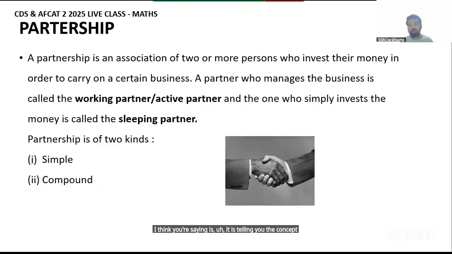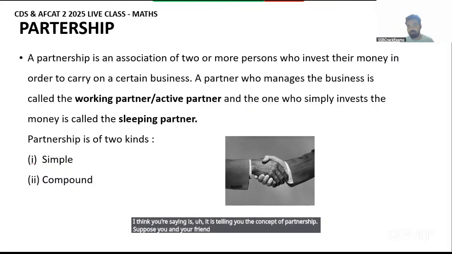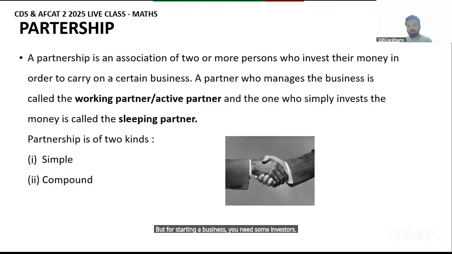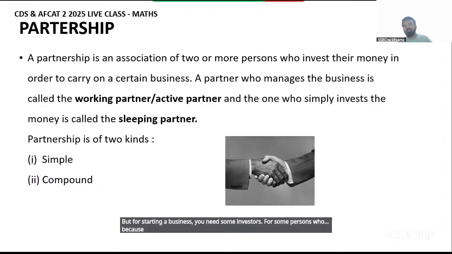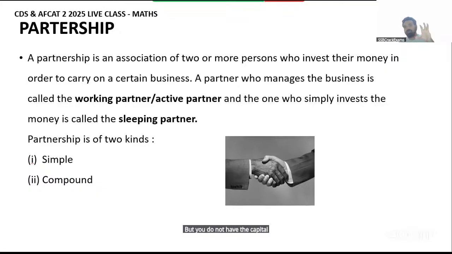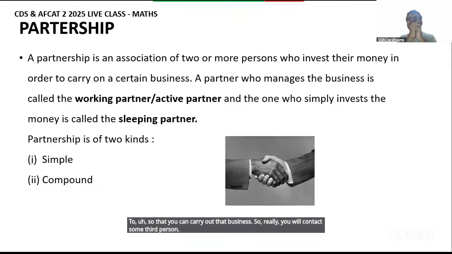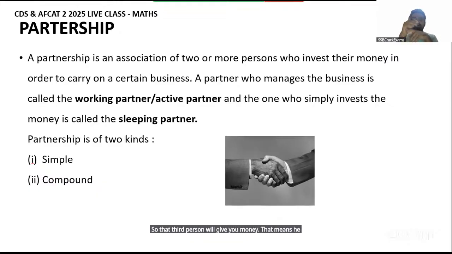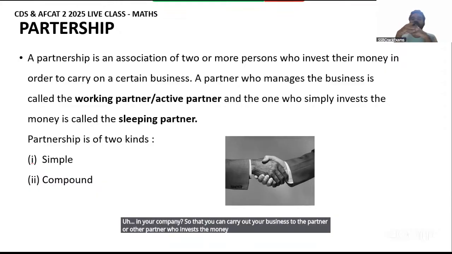So what this is saying is it is telling you the concept of partnership. Suppose you and your friend want to start a business, but for starting a business you need some investors. You know the idea, you know how to form a business, but you do not have the capital. I mean you do not have the money so that you can carry out that business. So you will contact some third person. That third person will give you money. That means he will invest the money in your company so that you can carry out your business. So the partner who invests the money in your business is your sleeping partner.